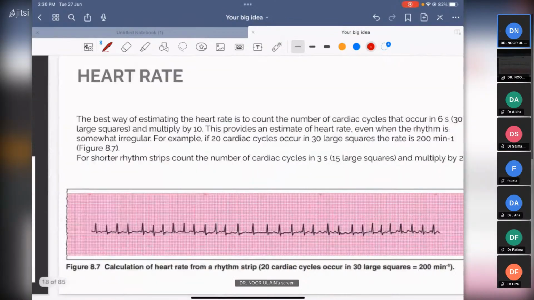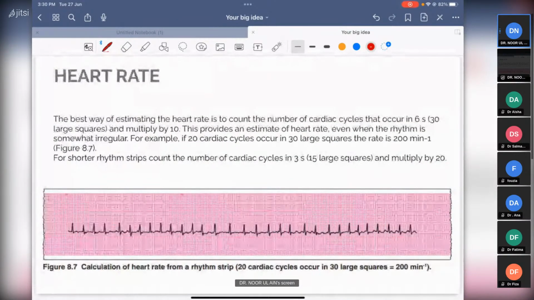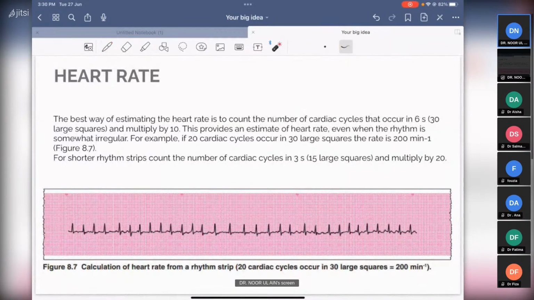I'll tell you why I'm saying this here. This is how you calculate the heart rate, and this is a very rough estimation just so you know that your patient is not in tachycardia or bradycardia. So what you do is count the cardiac cycles that occur in 6 seconds, right? Which is literally 6 seconds, you will have 30 large squares and you multiply it by 10.